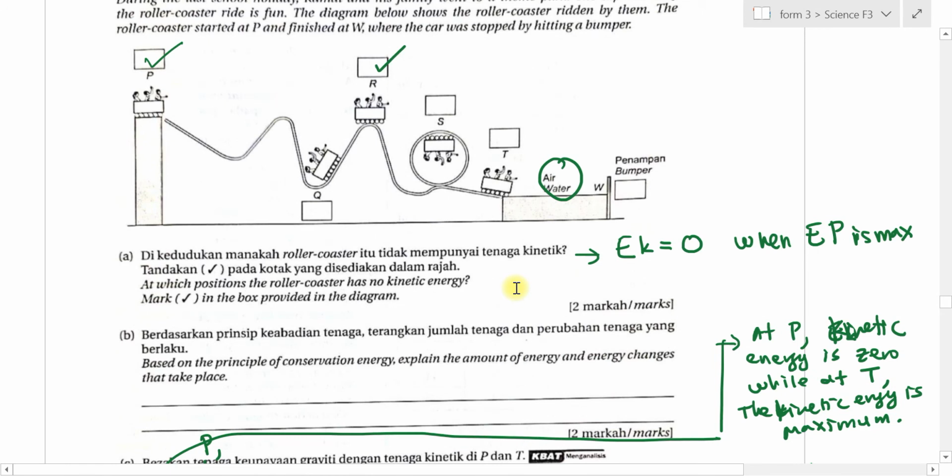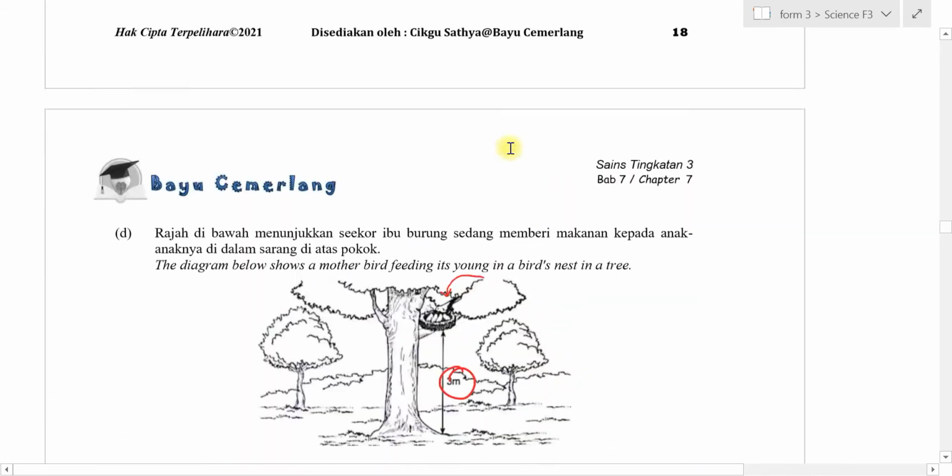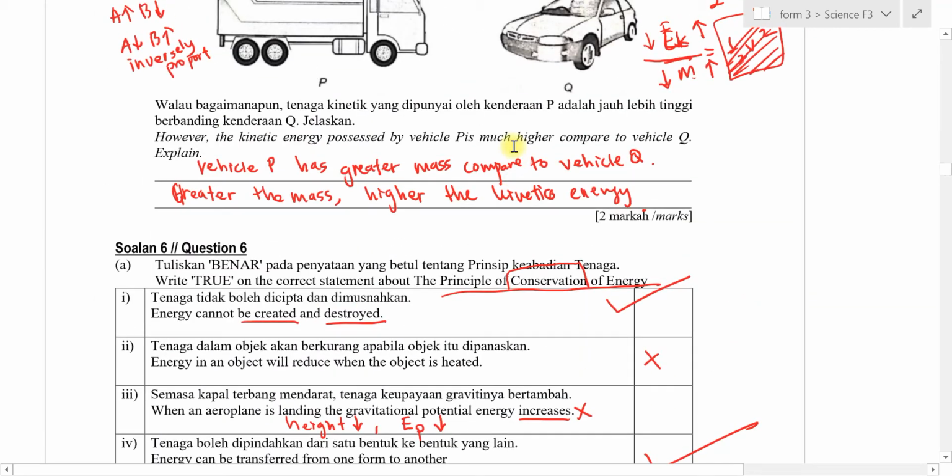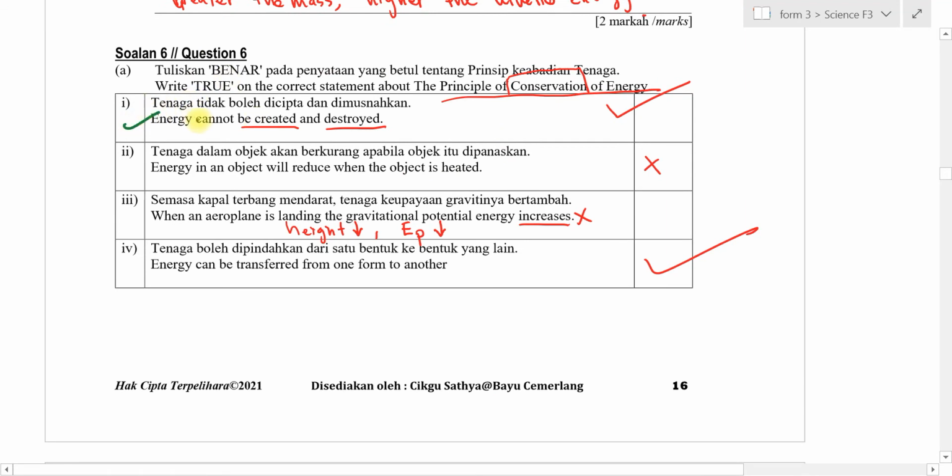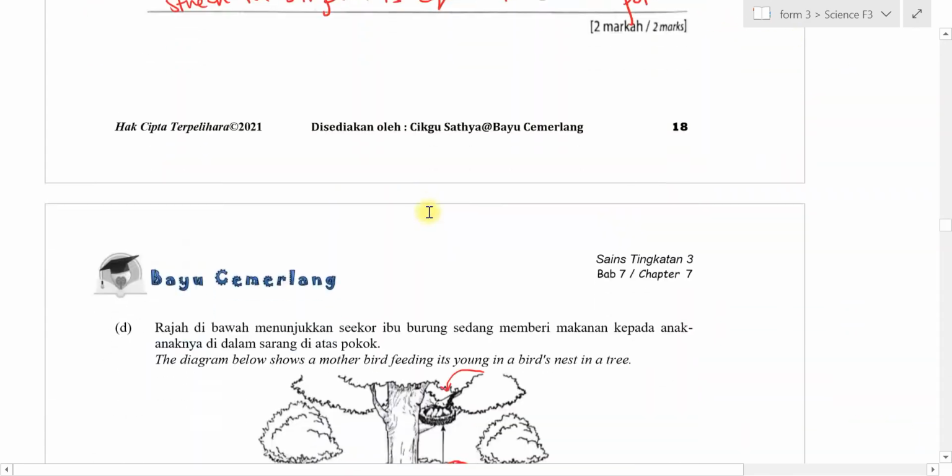What are they asking? I read again the question. Based on the principle of conservation of energy, explain the amount of energy and energy change that take place. Oh, I think this is not based on this diagram. Remember, we got two things to learn: energy cannot be created or destroyed, and our principle of conservation of energy also tells that energy can be transferred from one form to another form.